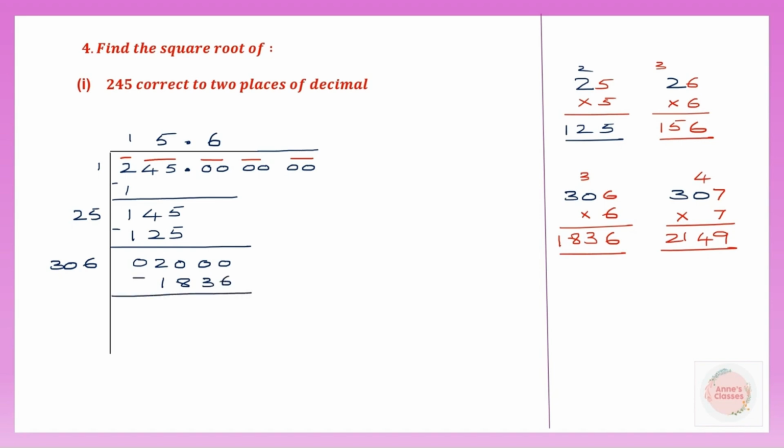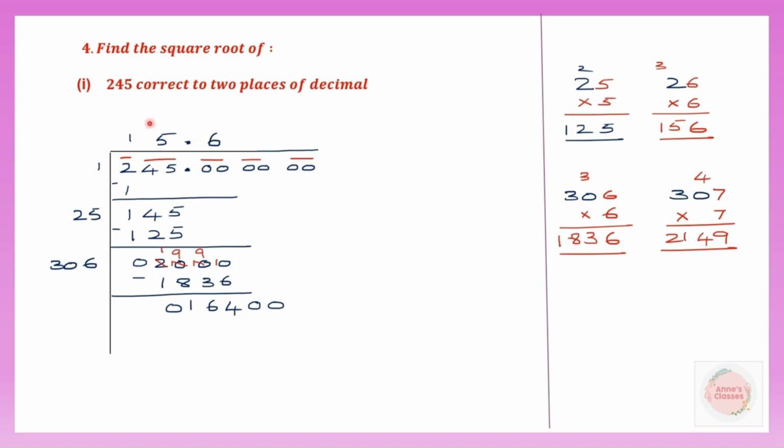So let's subtract. We have to borrow from here. So this is 10, 9, 10, 9 and 10. Now 10 minus 6 is 4, 9 minus 3 is 6, 9 minus 8 is 1 and here we have 0. Next step is bring down the next pair of zeros. So we have the second pair. Let's put that here.